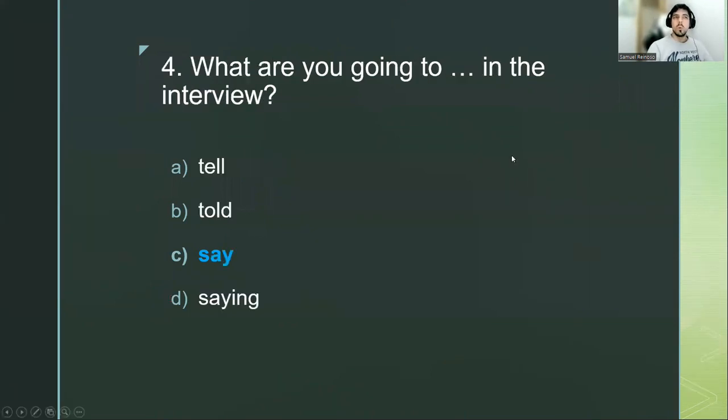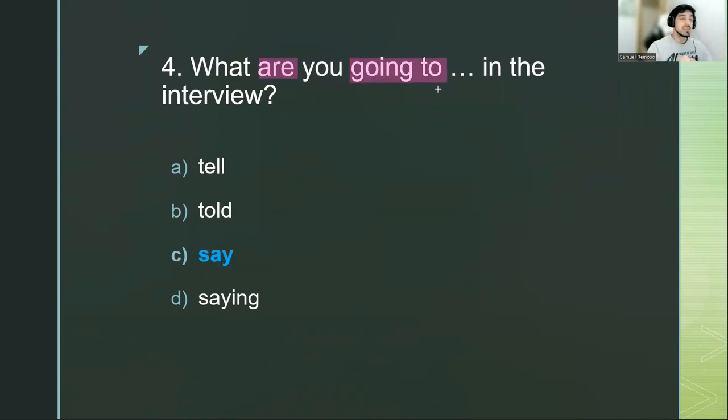Four. What are you going to say in the interview? Okay, so again, we have the same issue with tell and say, right? So here at the beginning, we have to know that D is not correct. Saying is the continuous form, okay? The progressive form. So that is not what we are looking for. Why? Let's take a look at the verb. Are you going to? Be going to. Be going to. What is this verb? Be going to. Future, right?